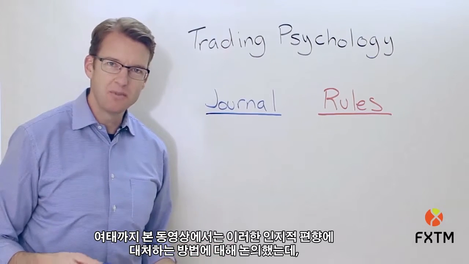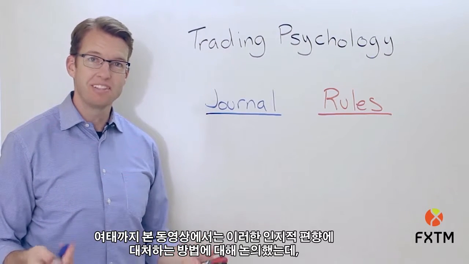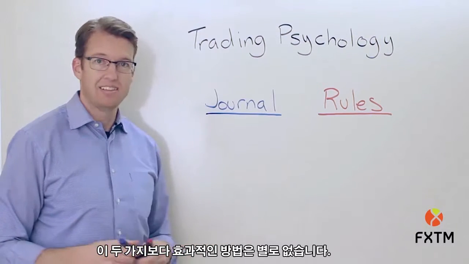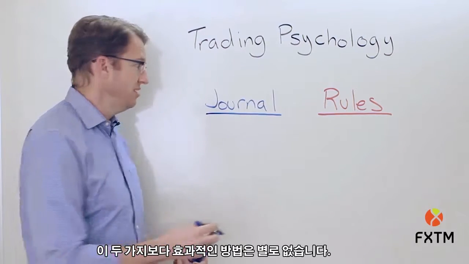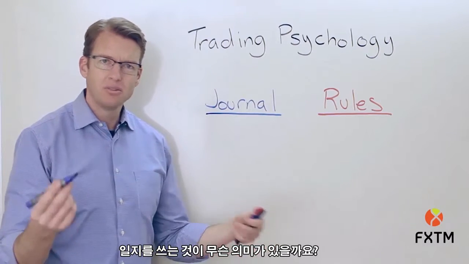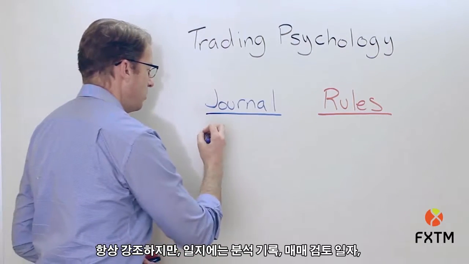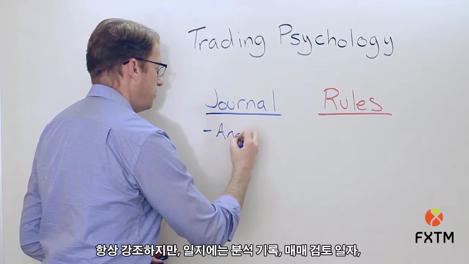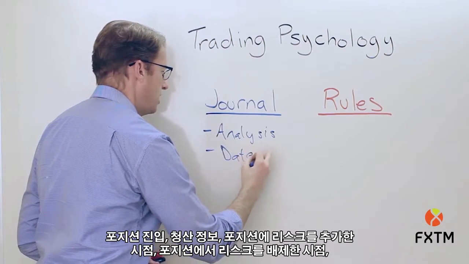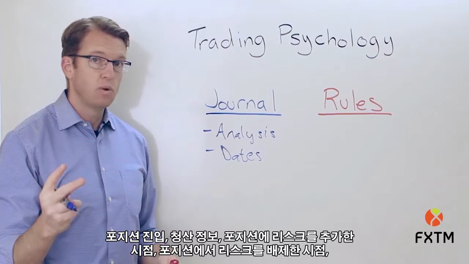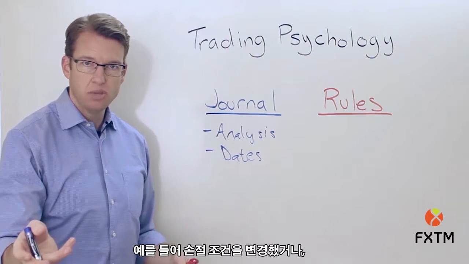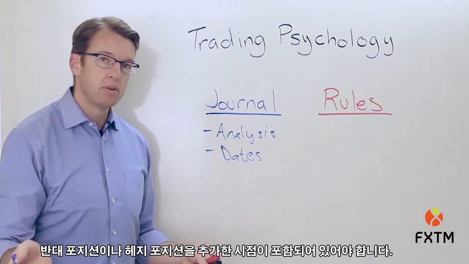Now, besides some of the tips that we've already discussed in this video for dealing with some of these cognitive biases, what are some of the other things that we can do? I have found that very little can match the effectiveness of these two techniques. Number one, keep a journal. Number two, follow your rules. So with a journal, what do we mean by that? I always say your journal should include a record of your analysis, the dates that you were evaluating the trade, what about your entries, potential exits? When did you add risk to the position? Or when did you take away risk from the position? When did you adjust the stop loss, for example, or add a complementary position or a hedge to it and so forth?